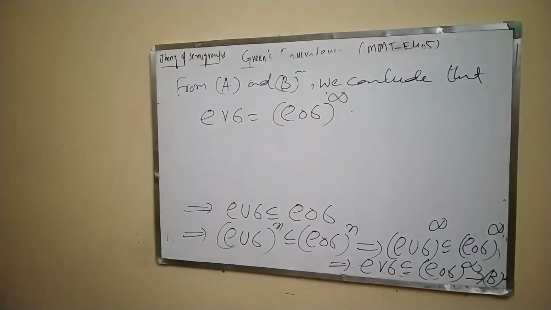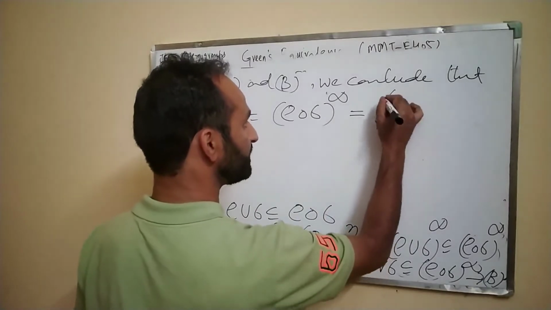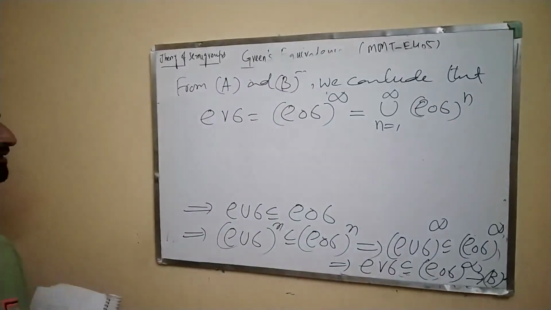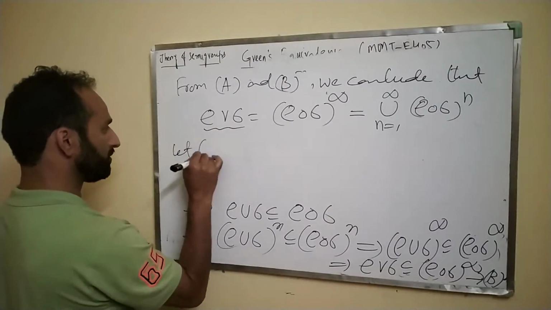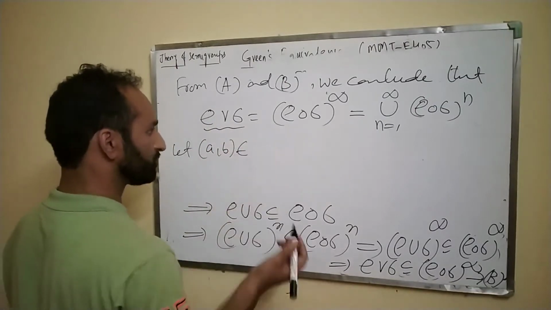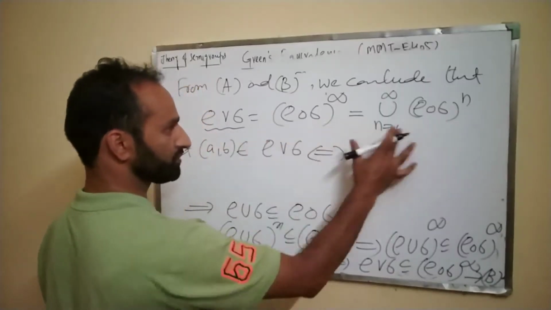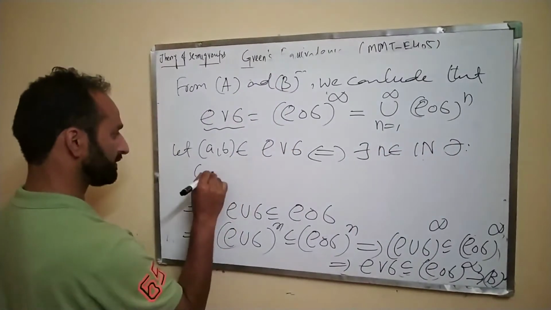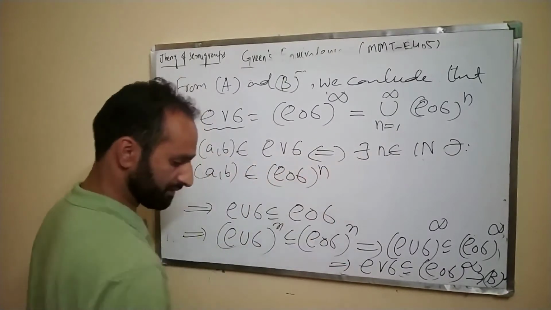This is a very important relation. Now, what is this actually? By definition, it's the union, n runs from 1 to infinity, of (rho composition sigma) power n. Now let's take any element here, a comma b. Now we come to the proof of the theorem. This is true if and only if it belongs to the union. Union means there exists n belonging to N such that a comma b belongs to (rho composition sigma) power n.